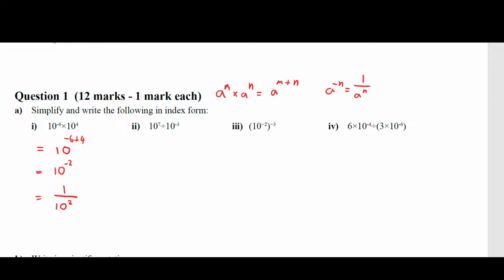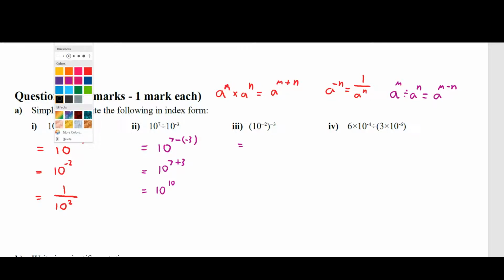Next one. 10 to the power of 7 divided by 10 to the power of negative 3. So what we can do here is use this index law: a to the power of m divided by a to the power of n equals a to the power of m take n, which gives us 10 to the 7 take negative 3. 10 to the 7 take negative 3 is the same as 10 to the power of 7 plus 3, which equals 10 to the power of 10.